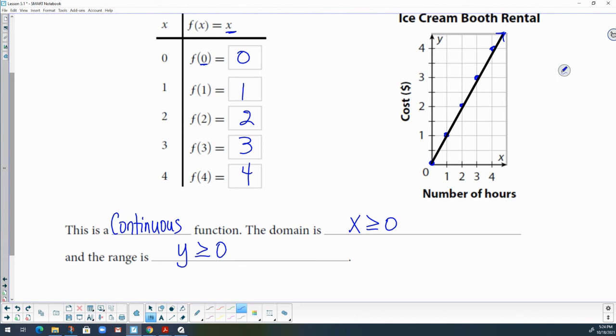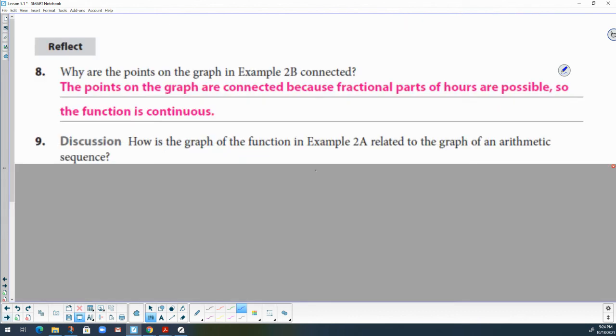So let's look at the reflect. Why are the points on the graph connected? Explain. The points on the graph are connected because fractional parts of hours are possible, so the function is continuous. And so that's what I kind of already said. This is because she can be open for 15 minutes, or a half an hour.